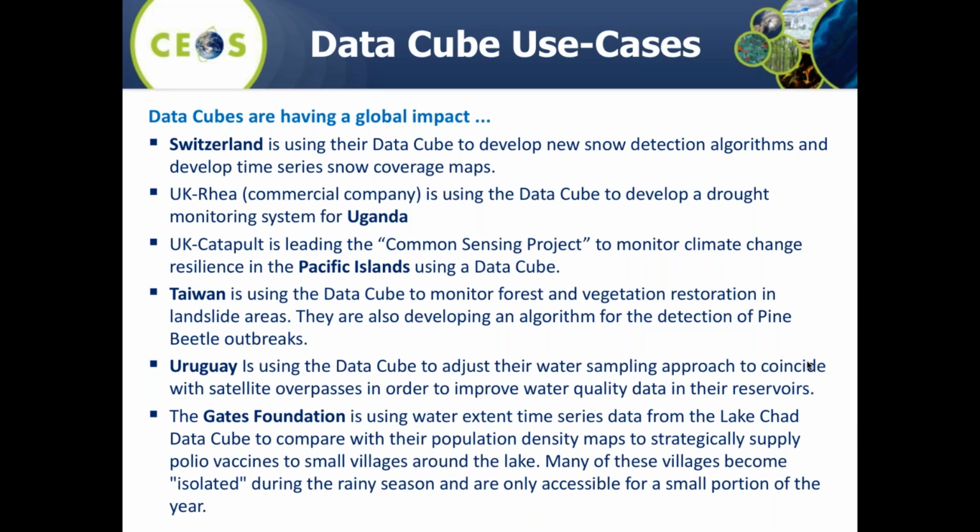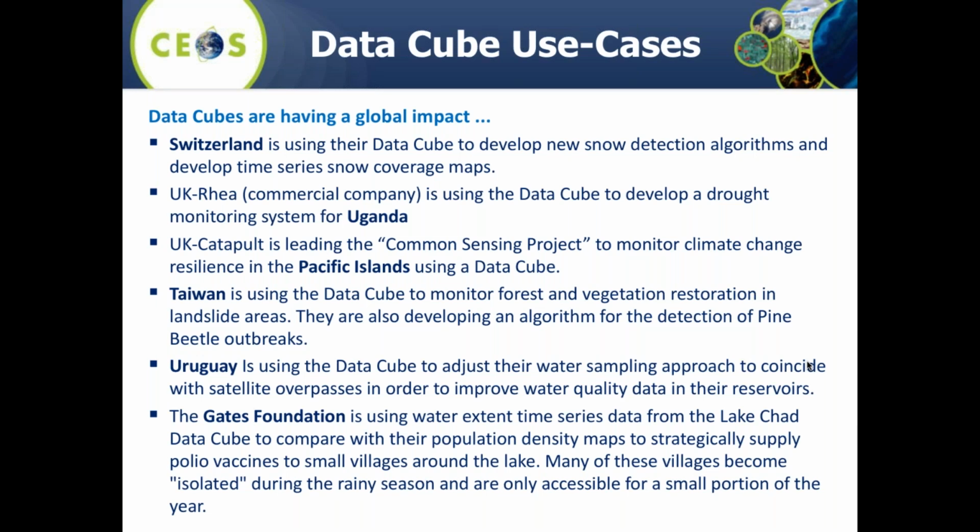So in Switzerland, they developed a new snow detection algorithm using time series data. So certainly for some of the highest peaks in Tanzania, this might be of interest. UK REA is a commercial company that is using the data cube to create a drought monitoring system in Uganda. So since the data is free and open, it's possible for any commercial entity to also connect and to start to use the cube. UK Catapult is another group. They're linked with the UK Space Agency, and they're running a project in the Pacific Islands.